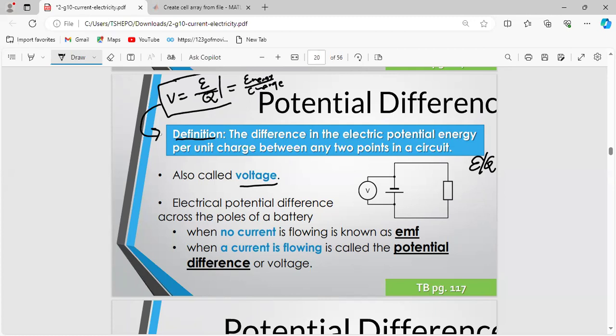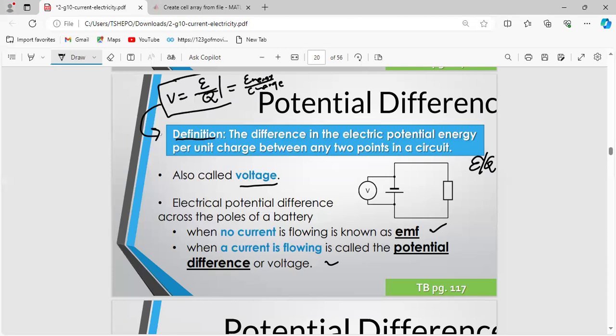So electrical potential difference, which is V across the poles of a battery, when no current is flowing, is known as EMF. When a current is flowing, it is called the potential difference or voltage. Now, here's the thing. Now you're going to understand the difference between EMF and potential difference, but they're the same thing, but be careful when you talk about the EMF.